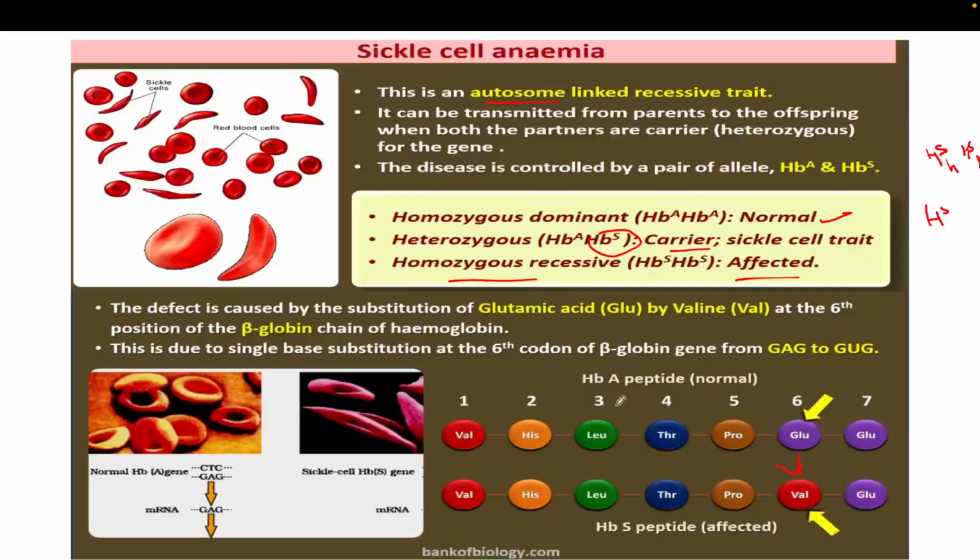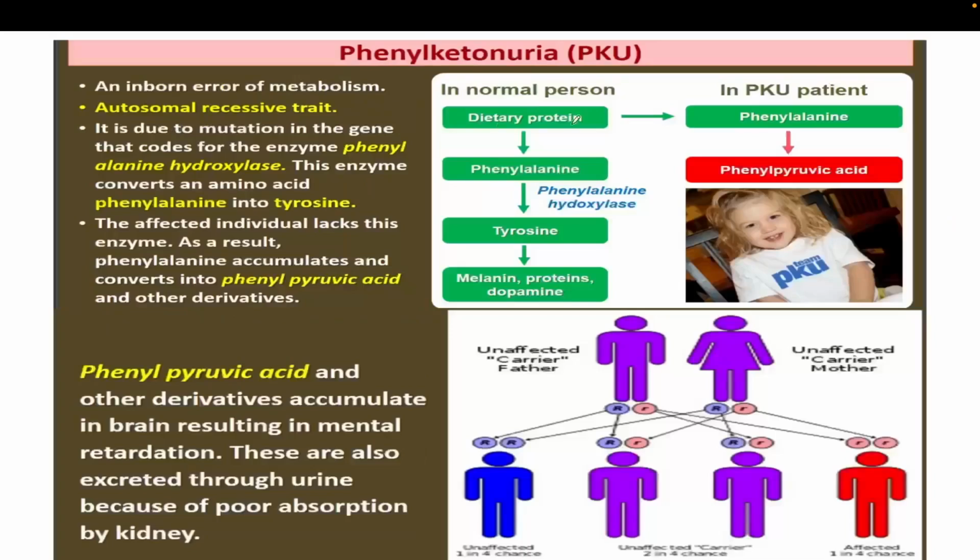So that's why here you can see that the red blood cell is getting a sickle shape. That's why the oxygen carrying capacity of this particular type of cell is reduced because of the sickle cell. And the second disease is phenylketonuria.